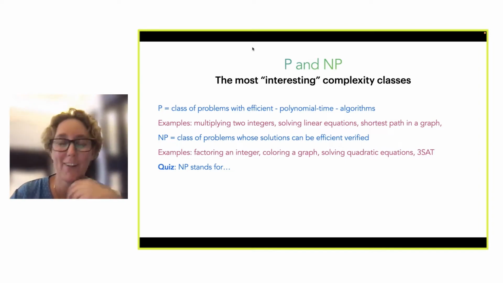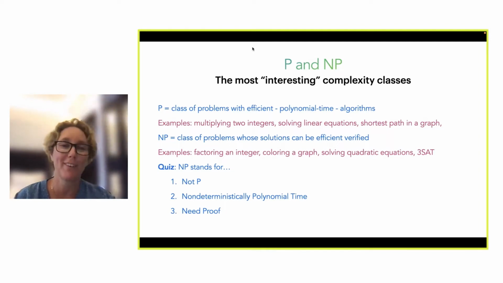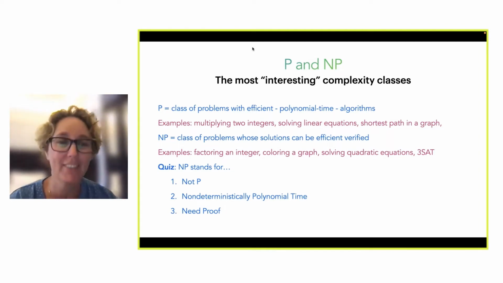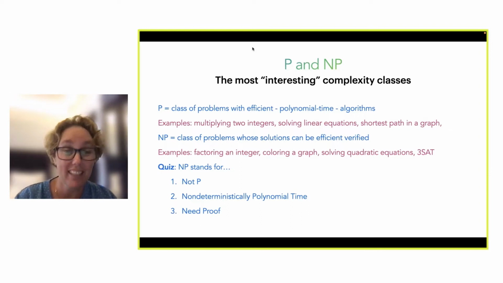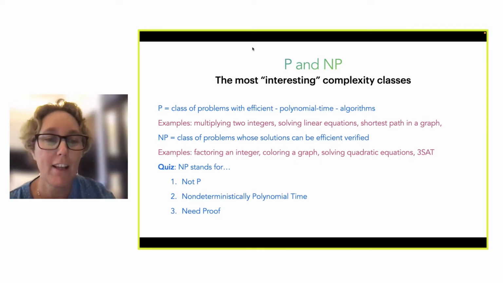So here's a quiz that I often give to a popular crowd. What do the letters NP stand for? The first answer, which is wrong, is "not P." The second answer, which is correct, is "non-deterministically polynomial time." Non-deterministically means someone is guessing the proof non-deterministically, and the polynomial time verifier checks it.